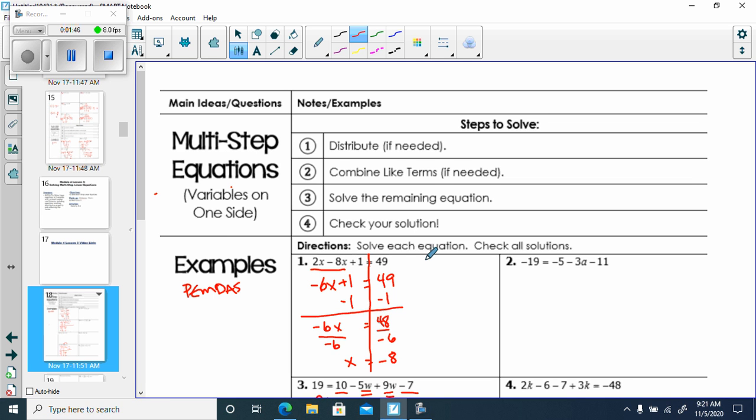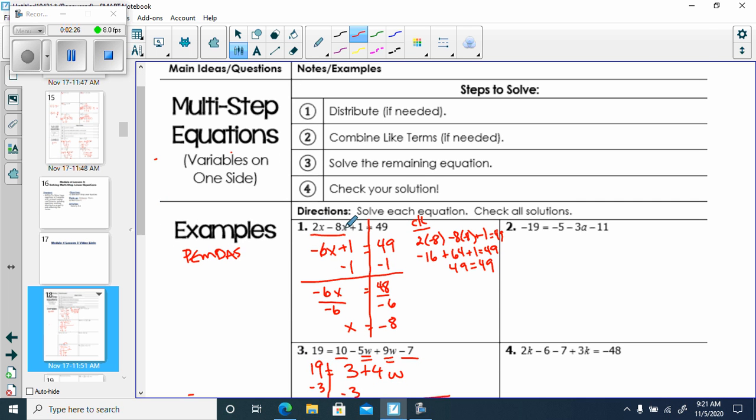Now, if I wanted to check this, just like all the others, I just simply plug it back in, substitute it in. 2 times negative 8 minus 8 times negative 8 plus 1, see if that equals 49. 2 times negative 8 is negative 16. Negative 8 times negative 8 is a positive 64. And that's plus 1. And we see if that's 49. And if you add these together, that's 65 minus 16. You come up with 49 is 49. So this is indeed the correct solution. The solution for this equation is negative 8.